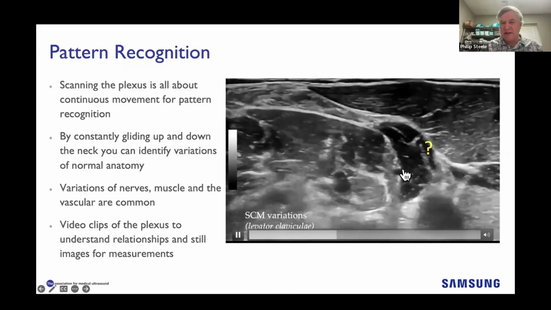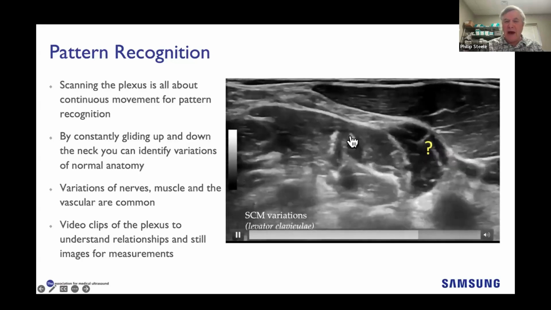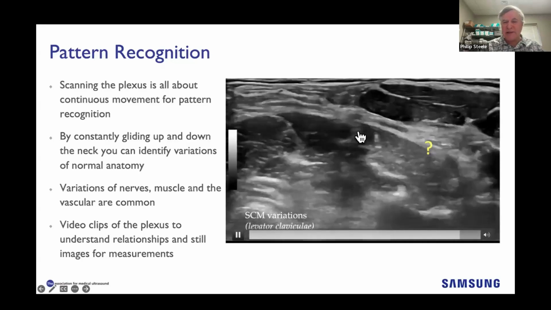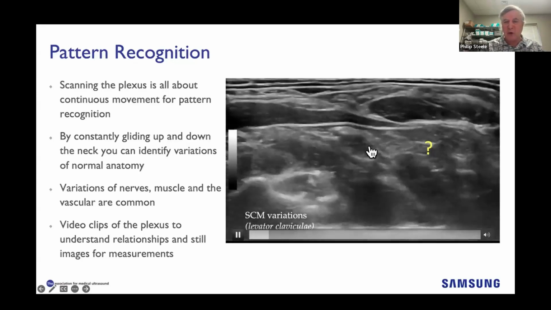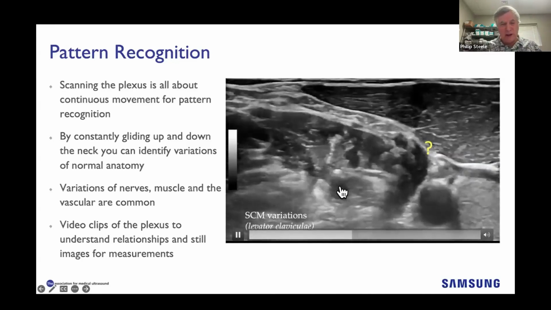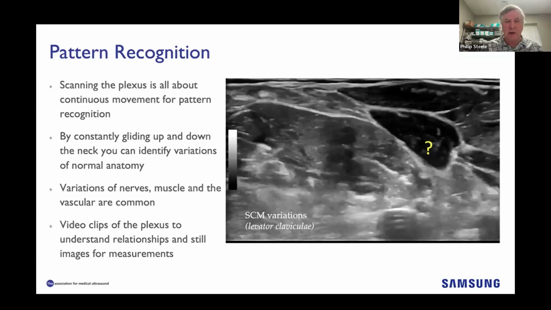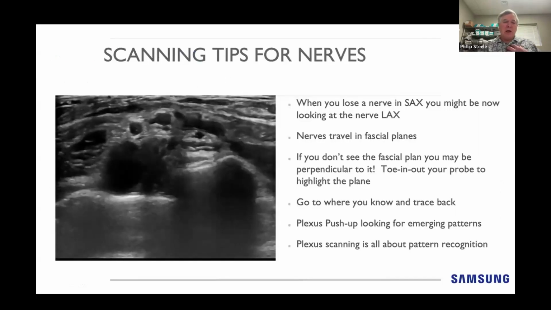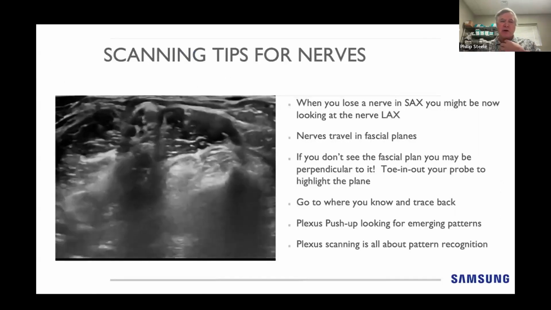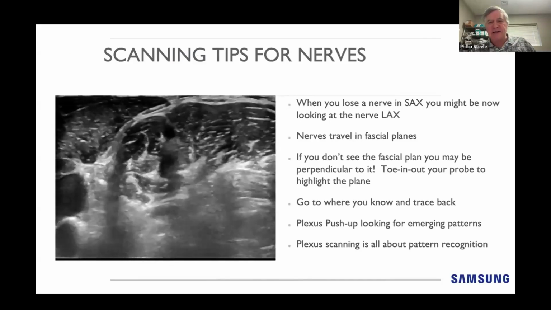And this is an accessory SCM that can be identified. And so that up and down plexus push-ups becomes really important, because the more you do it, the more you get comfortable with what normal is, and you can pick up these abnormalities in the muscle tissue, which are quite common.